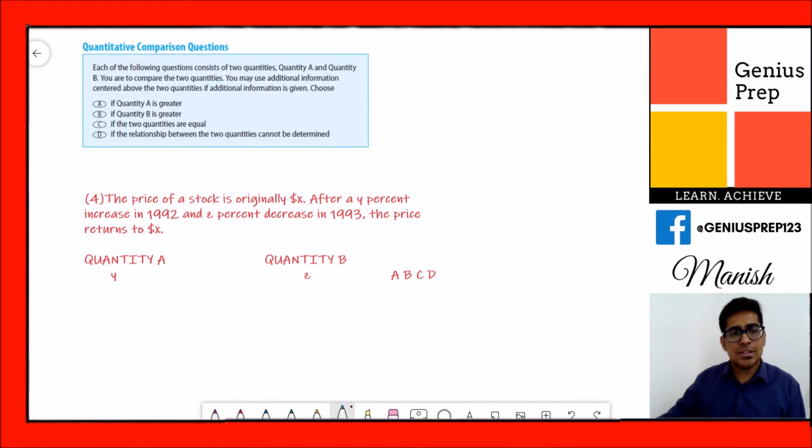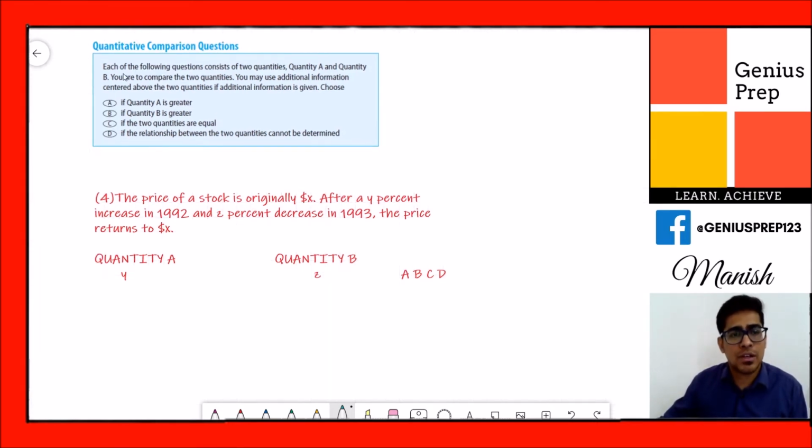Okay, so this is a discrete quantity question. Now this is a quantitative comparison question. You will see many questions in the GRE which have the same type of questions. Like what it says, it will be given like quantity A, B, C, D, and you have to compare which quantity is bigger.